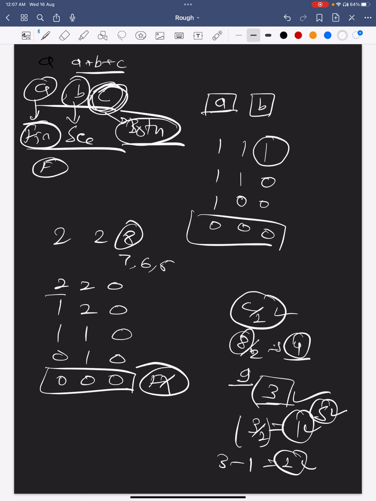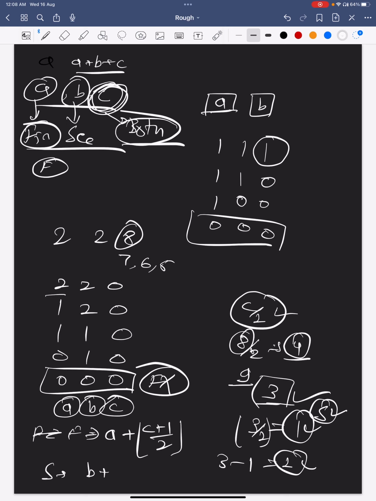Both girls also have their own buttons that can only be pressed by them. In short, the maximum number of buttons the first girl can press is A, her own buttons, plus (C plus 1) by 2 lower bound, which is the upper bound of C by 2. The second girl can press B plus C by 2 lower bound. Whichever is more, that girl will win, and in case of a draw, the second girl will win.